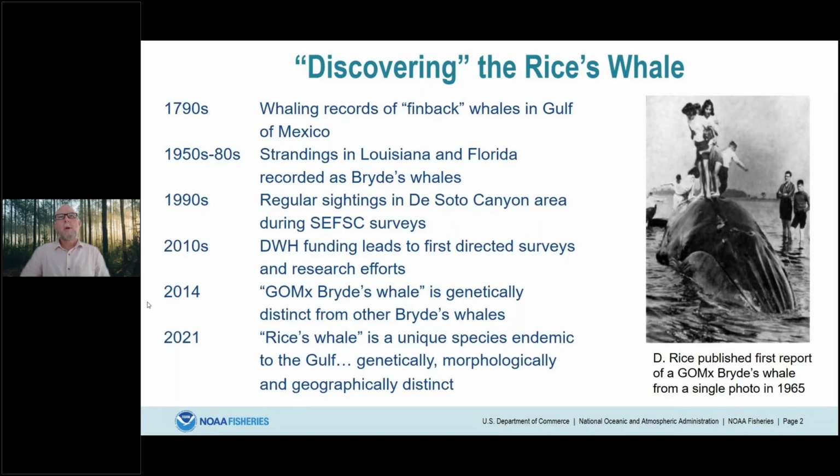They assumed the whales were transient Bryde's whales, which is a species of baleen whale that's found in temperate and tropical oceans worldwide. And ironically, the Deepwater Horizon oil spill led to the first targeted research on these whales. In 2014, genetics work confirmed that they were in fact a distinct lineage, and they became known for a bit as the Gulf of Mexico subspecies of the Bryde's whale.